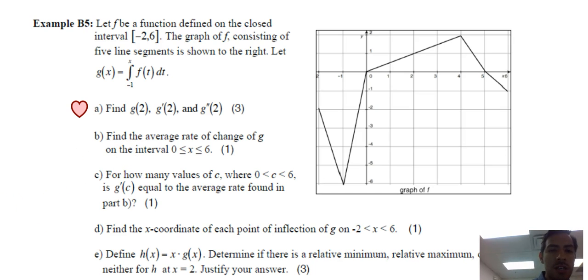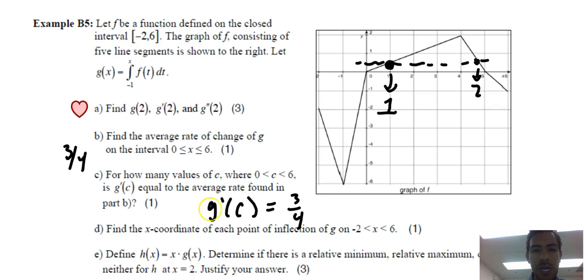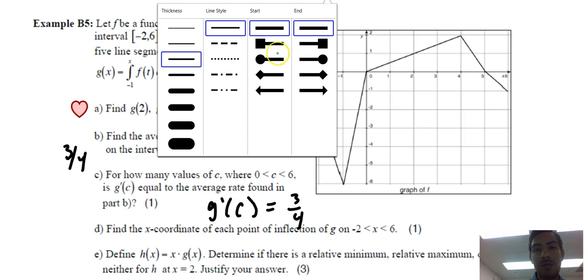So for part C, it says how many values of C on 0 to 6 is G prime of C equal to the average rate of change in part B? So remember the value in part B was 3/4. So they want G prime of C equal to 3/4. 3/4 was from part B. And I did this very sloppy line, so I'll just put in a nice clean line here. And it looks like it's going to be 2.